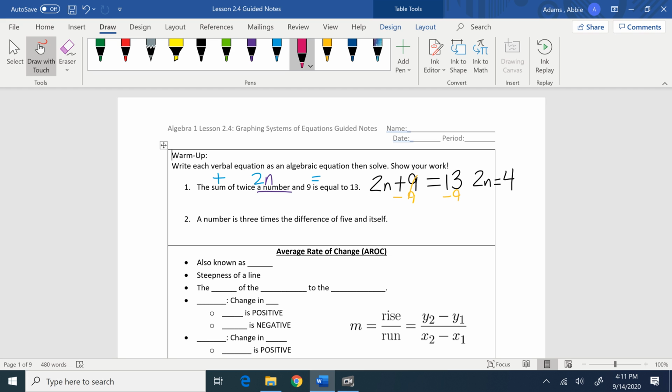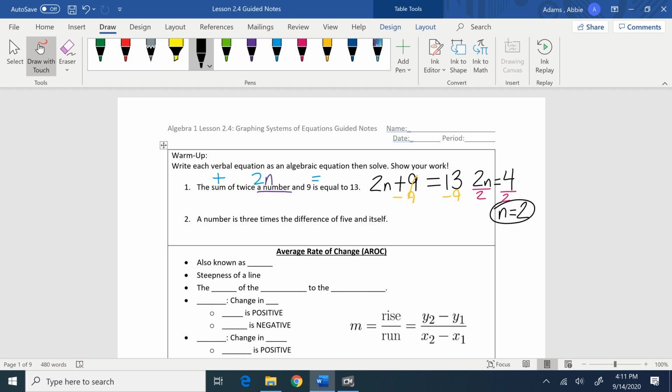And now we're trying to isolate our variable n. Since it's being multiplied by 2, we're going to do the opposite of that and divide both sides by 2 using the division property of equality. So n is equal to 2.